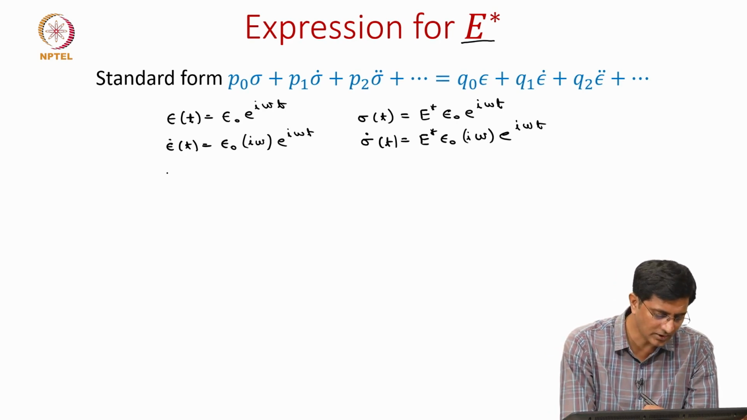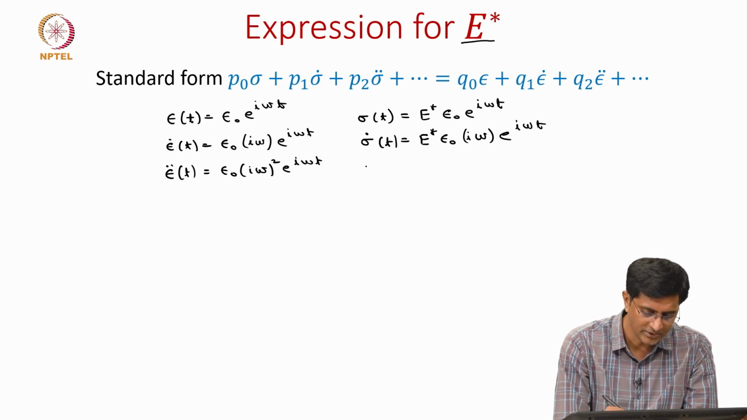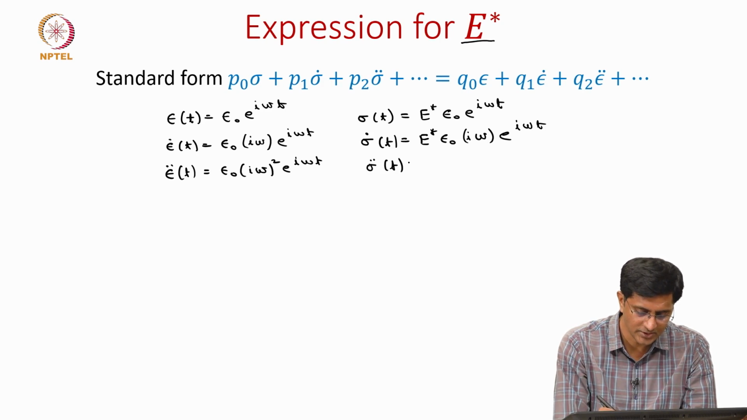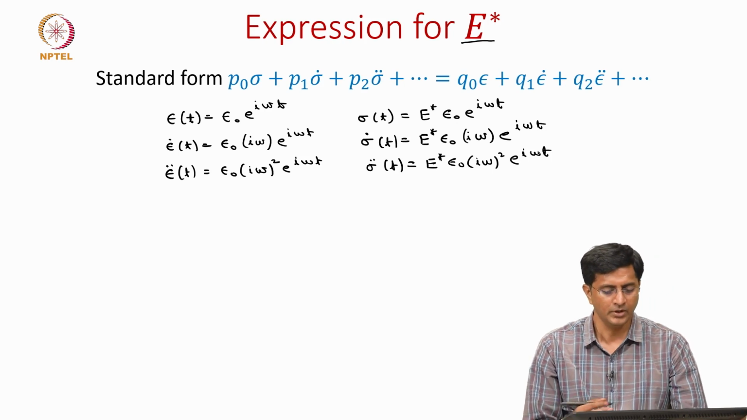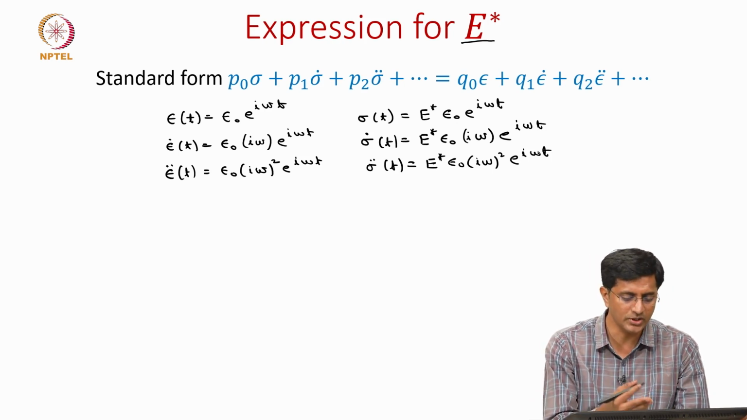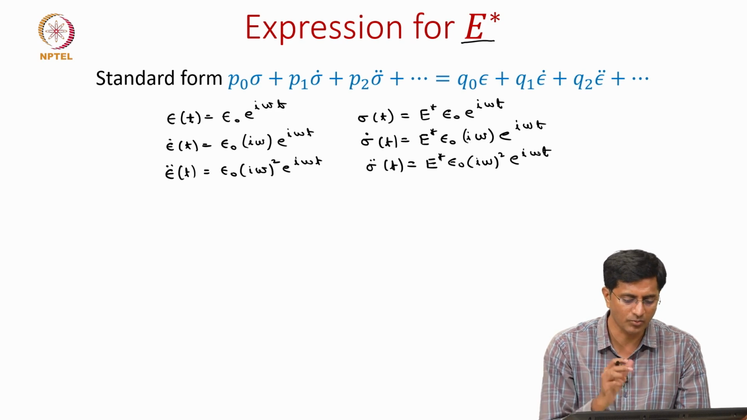Now let us see the second derivative. For strain, we can write it as epsilon naught times (i omega) squared e power i omega t, and similarly for the second derivative of stress. Okay, now we see a pattern. Let us substitute these and see how we can write it in a more compact fashion.